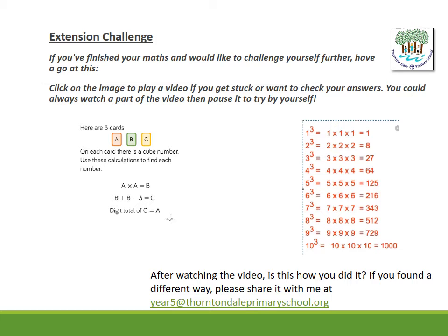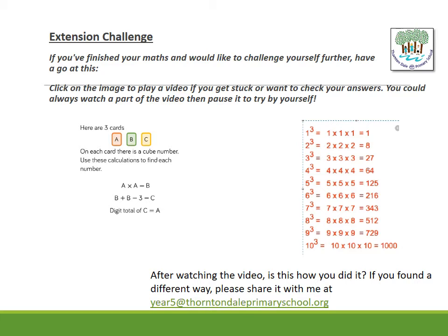So the first thing we think of, well, A times A equals B. That means that B must be a square number, because what we've learned about square numbers is that when you times a number by yourself, it's a square number. So when we times A by itself, that makes a square number. So B must be a square number. So we're looking for a number which is a cube number, which is also a square number.